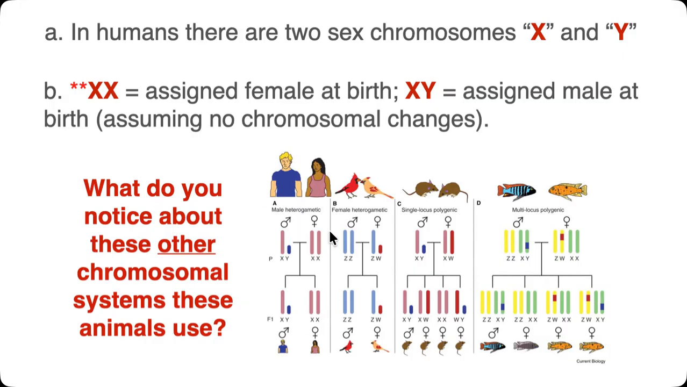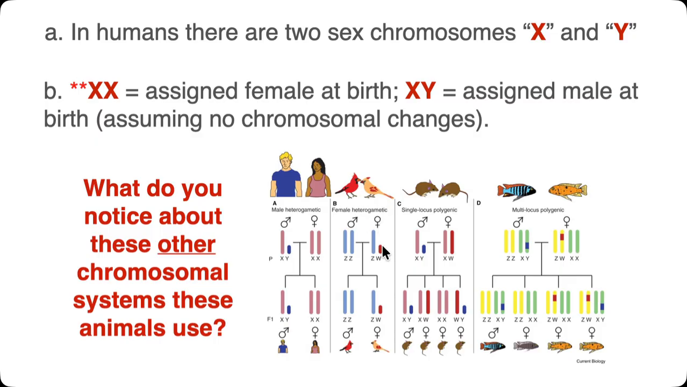Now, this is our system right here. So XY, that symbol, by the way, is male, and that symbol is female, in case you've never really seen those symbols before. But what do you notice about these other organisms and these other sex-determining systems that other animals have here? Take a look at it. You can pause it if you wish. Okay, let's talk about these birds.